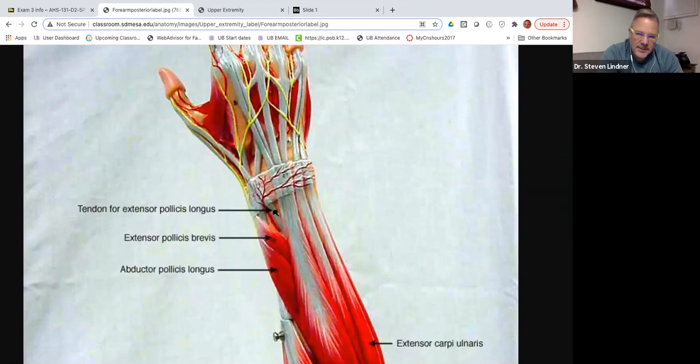These three make up the anatomical snuff box, which is this depression. It's called a snuff box because in the old days, people would put cocaine in the snuff box and snort it in their nose. So it's actually referred to as the anatomical snuff box. Crazy story, right?